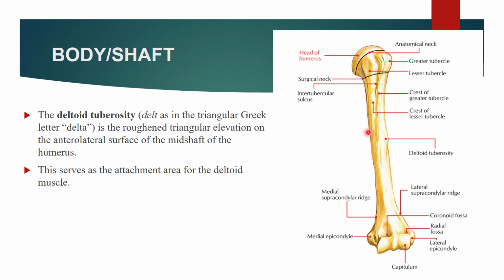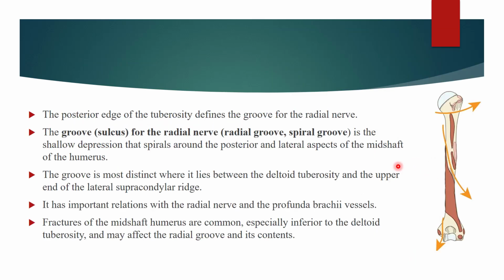This serves as the attachment area for the deltoid muscle. That's why it is called the deltoid tuberosity. The posterior edge of the tuberosity: see here, when we see the tuberosity posteriorly, it defines the groove for the radial nerve. This is named the radial groove or the spiral groove because the radial nerve passes through this groove. This is a groove or sulcus for the radial nerve. It is a shallow depression that spirals around the posterior and lateral aspect of the mid shaft of the humerus.